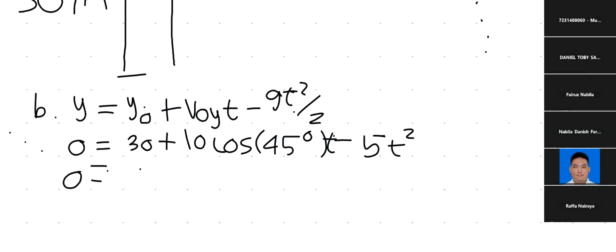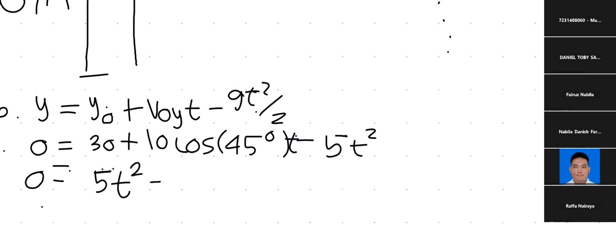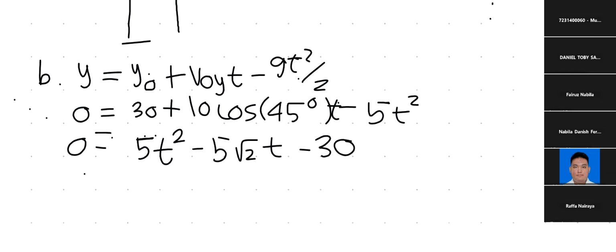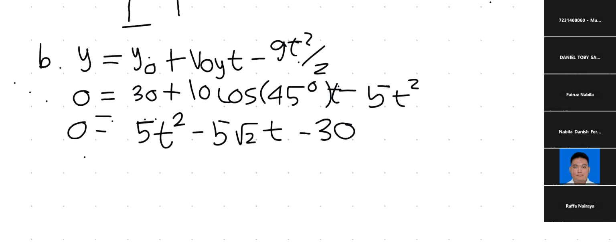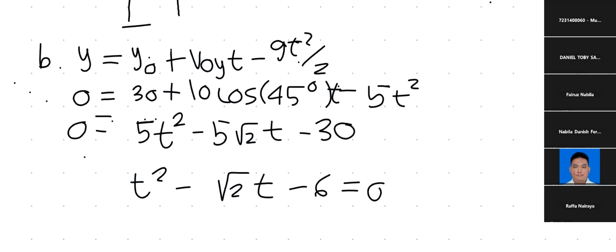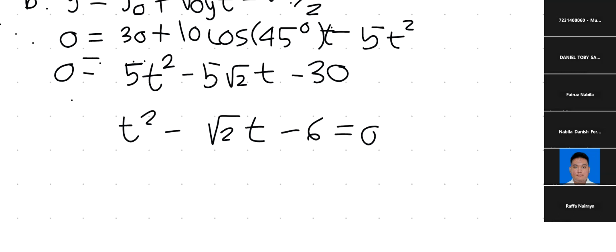Kita kaliin satu aja kali ya. 5t squared minus 5 akar 2t minus 30 equals 0. Nah, ini divided again by 5. So t squared minus the square root of 2 times t minus 6 is equal to 0. Nah, ini bisa kalian pakai rumus ABC.